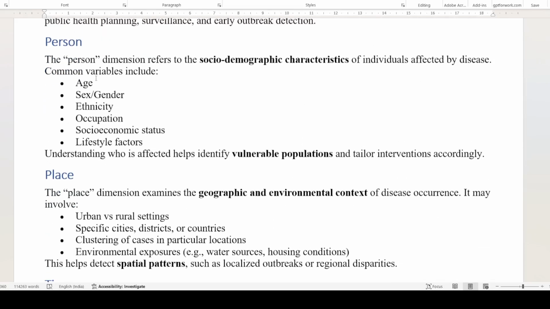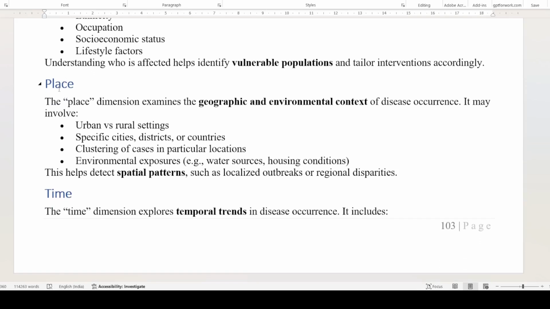If we come to person, person means socio-demographic characteristic of an individual. Socio-demographic characteristic means what data are we collecting for an individual, like his age, his gender, his ethnicity, occupation, socio-economic status, lifestyle factors. In this way, we are able to understand and identify the vulnerable population, and we can tailor the interventions accordingly. When we are talking of a place, we are examining the geographical and environmental context of the disease occurrence.